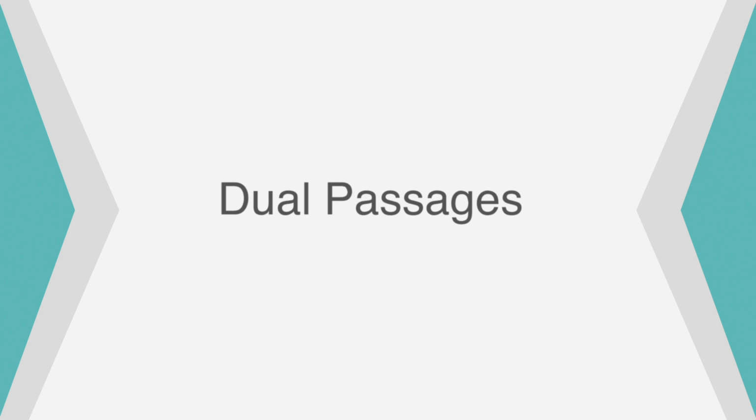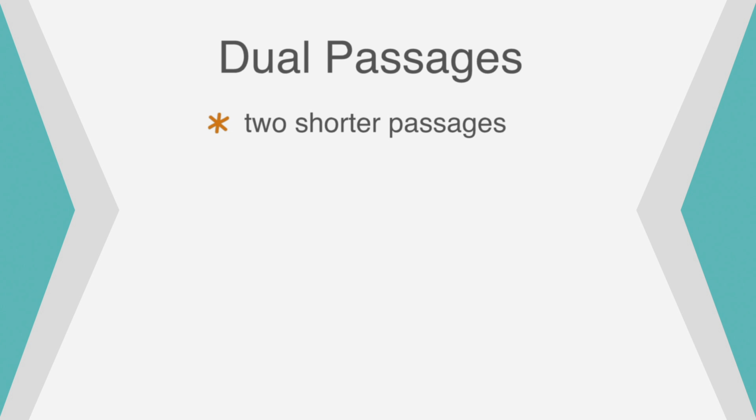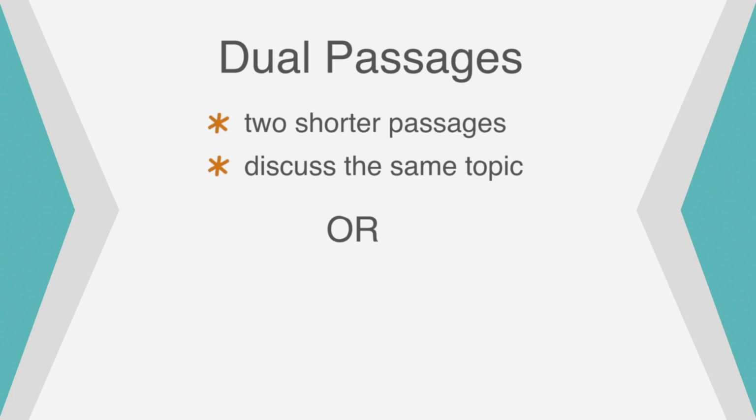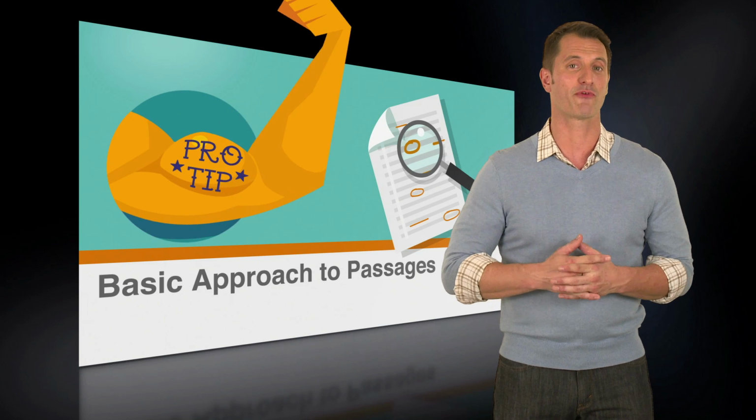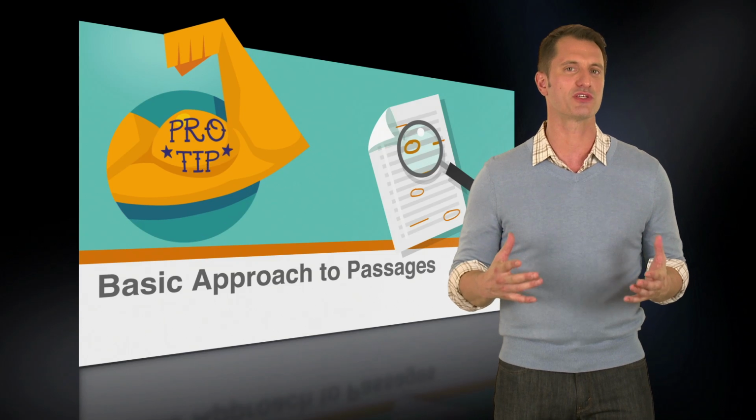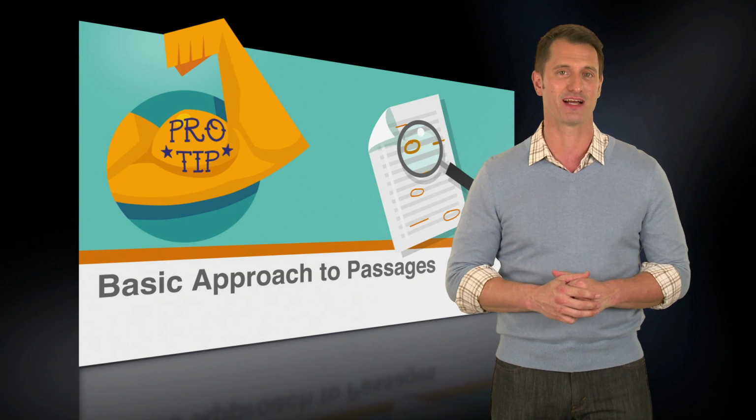Now let's look at how this strategy applies to dual passages. As we learned previously, one of the passages on this section will be split into 2 shorter passages that discuss the same topic, or, in some cases, 2 shorter passages by the same author. Here's a pro tip for you. When working with dual passages, attack each passage one at a time.